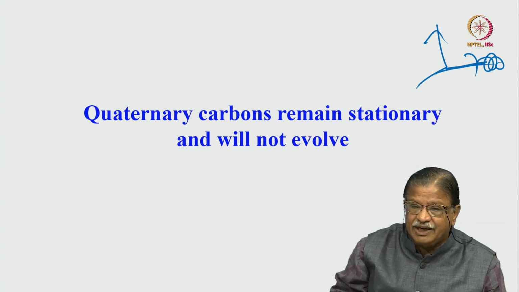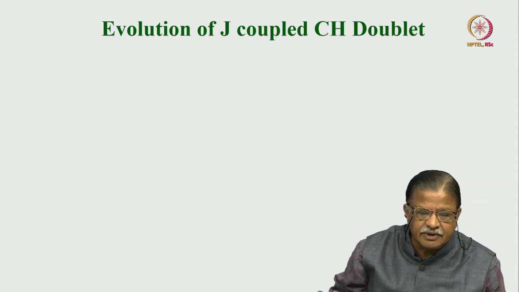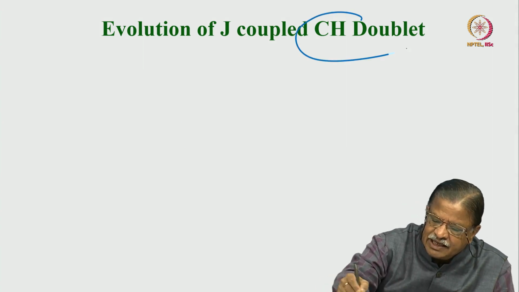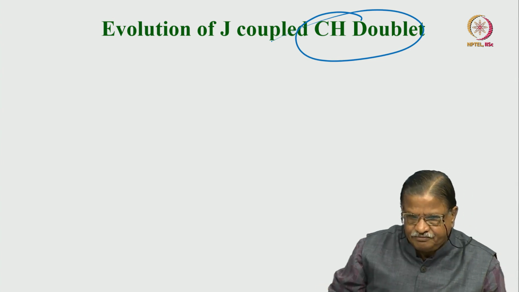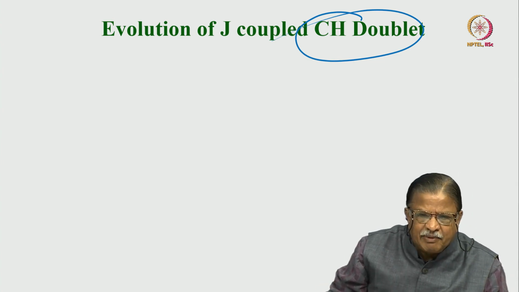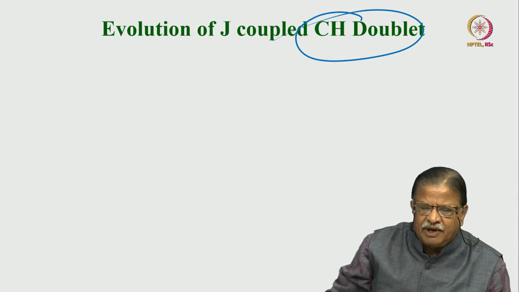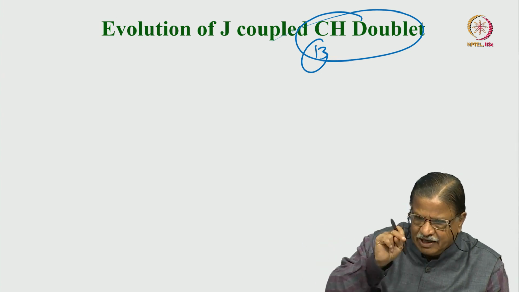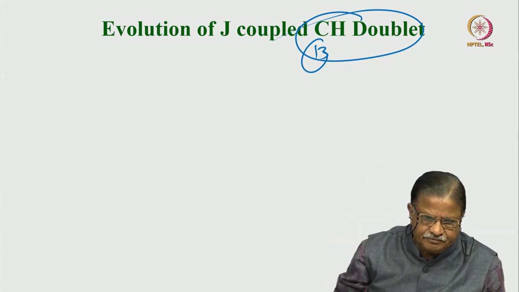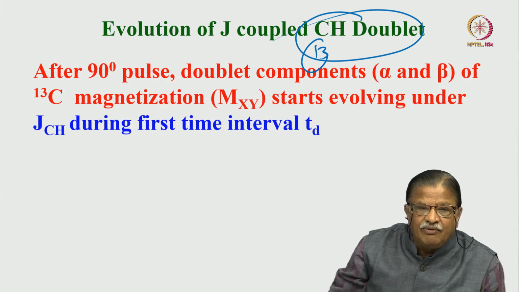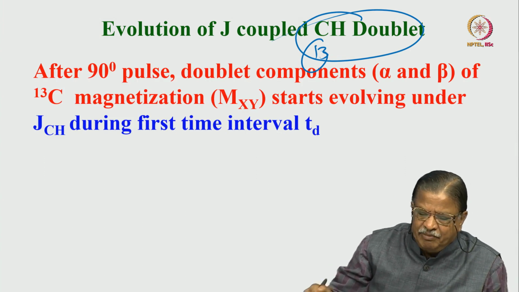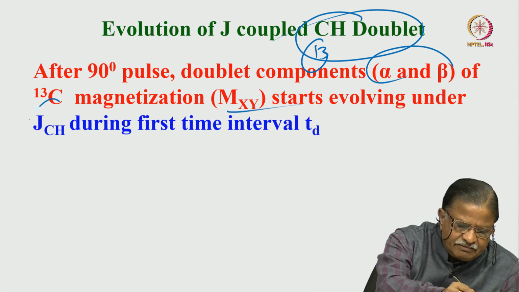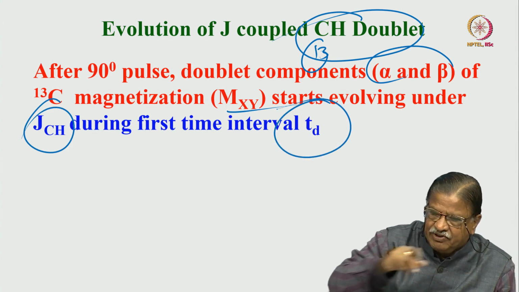Fine. What happened to other carbons? We are not worried only about quaternary carbons. What about other carbons? Let us consider one by one. First we consider only CH carbon, carbon coupled to proton. What is the multiplicity pattern? It is a two spin coupled system, so carbon will be a doublet. We are not worried about proton, we are looking at carbon. Alright. Now after the 90 degree pulse, the doublet components alpha and beta of carbon start evolving under JCH for the interval TD which is given in the spin-echo sequence.